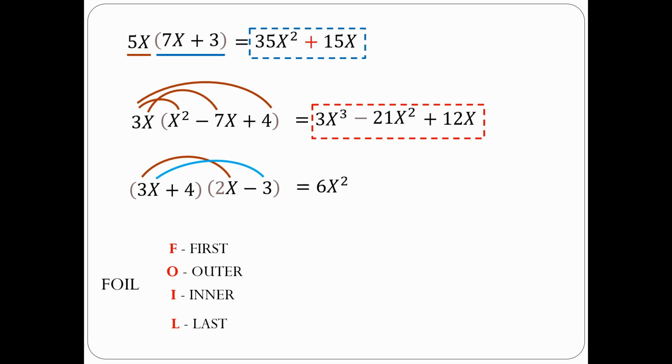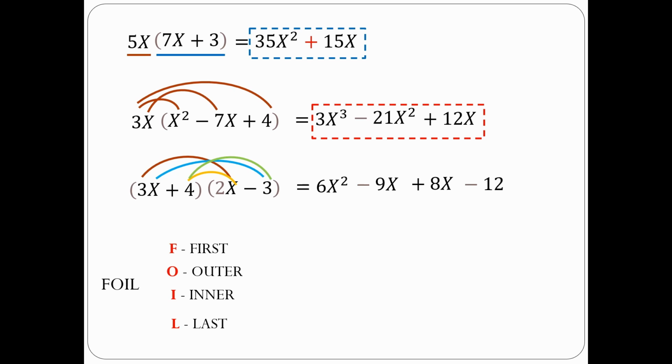Now, let's multiply the outer terms of each binomial. So 3x times negative 3 is negative 9x. Then we will multiply the inner terms of each binomial. So 4 times 2x is 8x. Finally, we will multiply the last terms of each binomial. So 4 times negative 3 is negative 12.